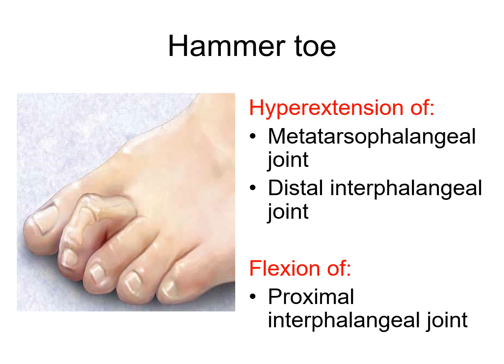Hammer toe. This deformity usually affects the second or third toe, and it is often associated with hallux valgus. In this deformity, the metatarsophalangeal and the distal interphalangeal joints are hyperextended, but the proximal interphalangeal joint is acutely flexed.